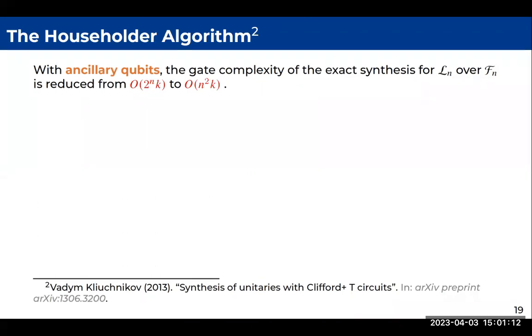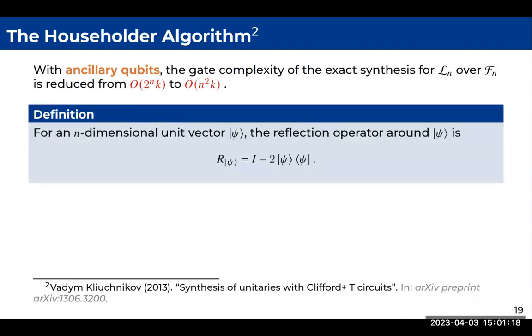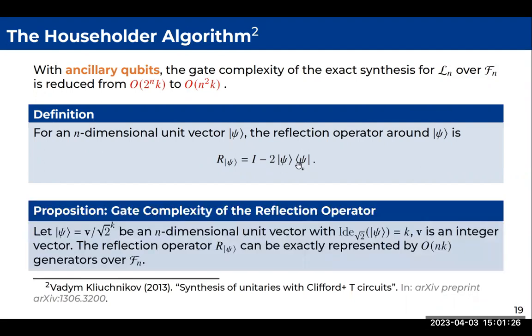The count of these reflection operators is n. But this reflection operator is much, much easier to synthesize, as follows. We define a reflection operator around the unit vector by just taking I minus 2 times this outer product. And this is a very technical lemma, proposition, and I have to ask you to trust me on this.